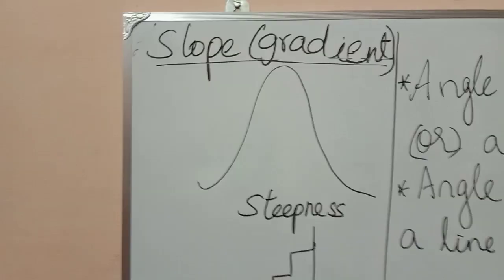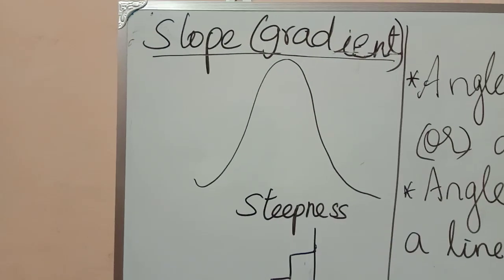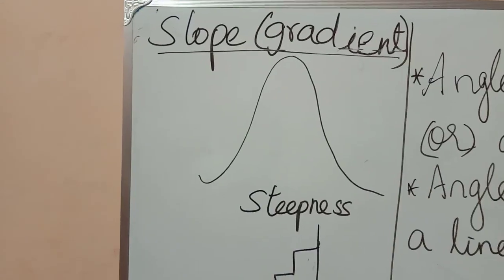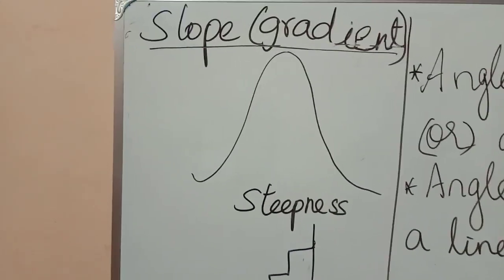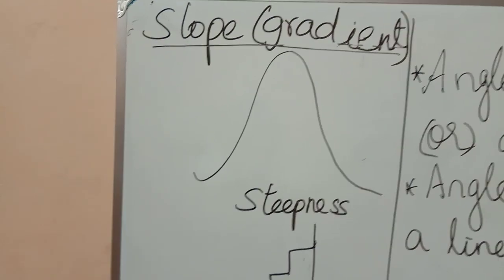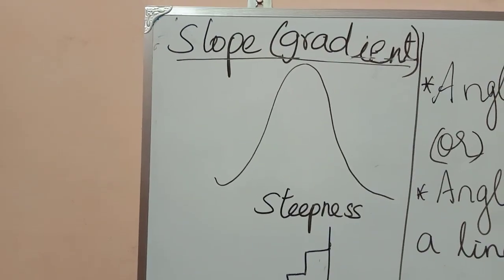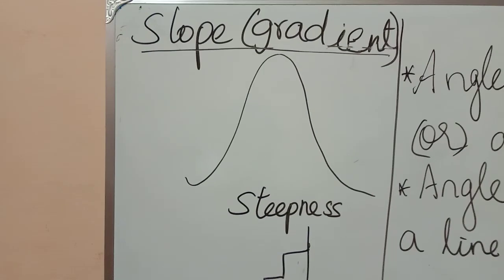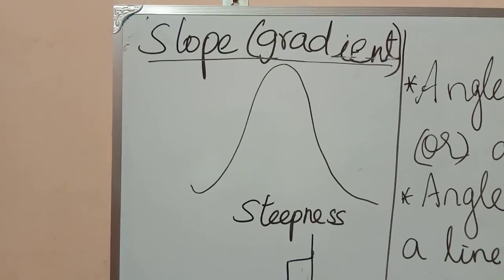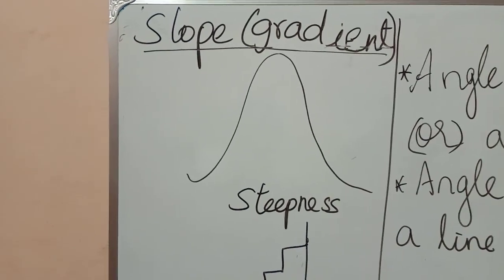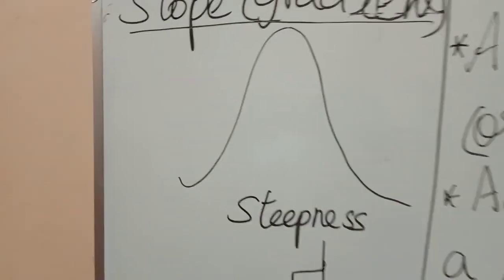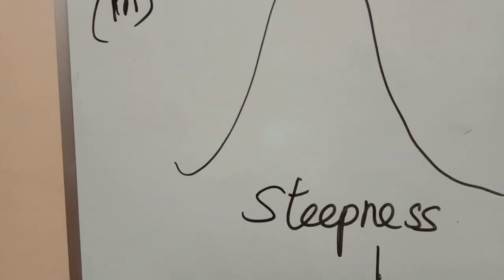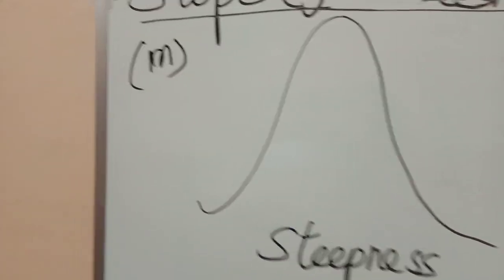Good morning, children. Next we are going to learn about a new topic, slope. Another name is gradient, either slope or gradient. Mostly we use the word slope, but in rare places they will give the word gradient, but you must know both have the same meaning. Slope will be denoted by small m.